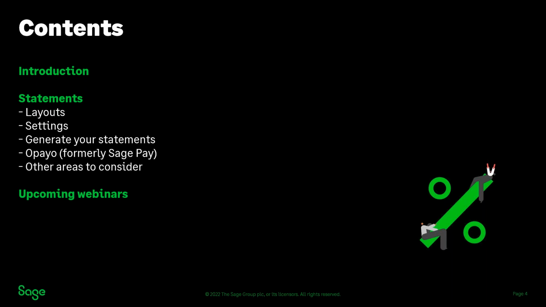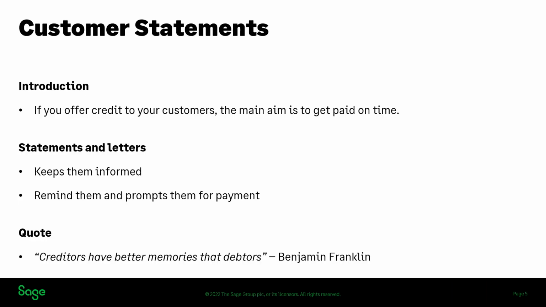Okay, so we'll get started with a little bit of background to statements. If you offer credit, as you'll probably know, the main aim of working in credit control is to ensure that you get paid on time. So statements and letters are going to help in that area. They keep your customers informed, remind them, and prompt them for payment. It gives them a gentle nudge that this is still outstanding and still needs to be paid.